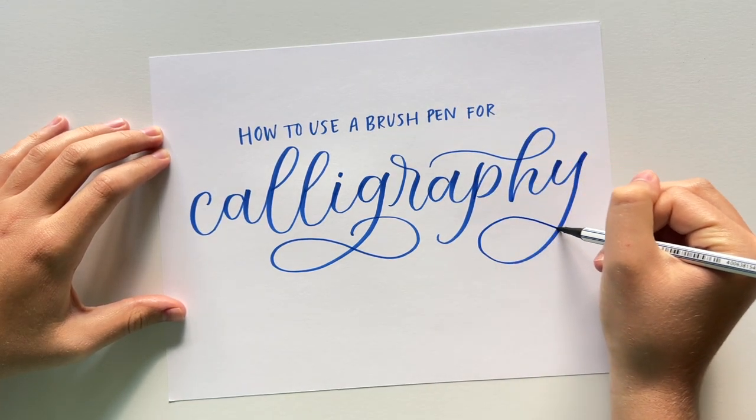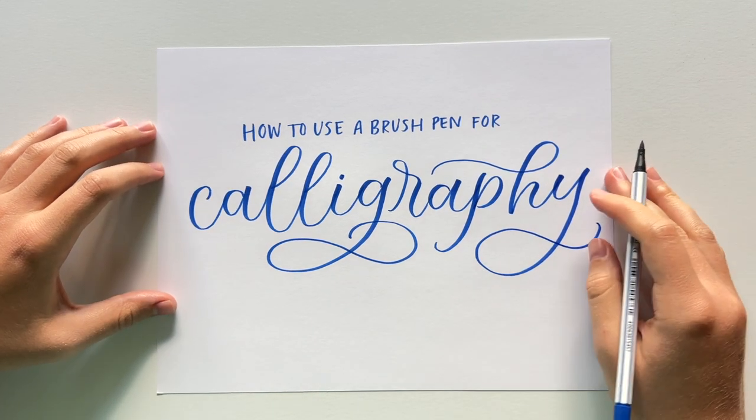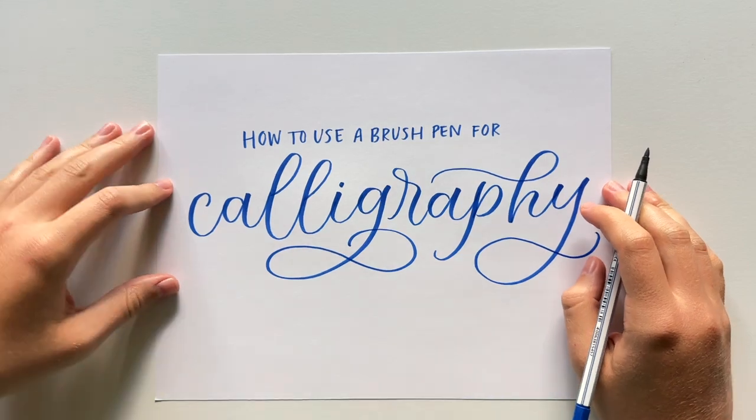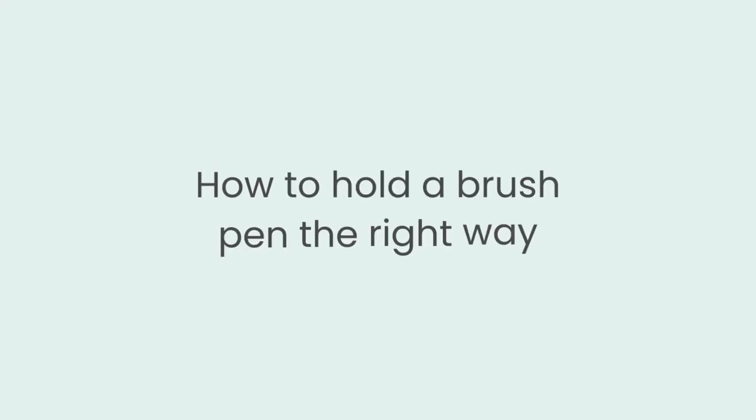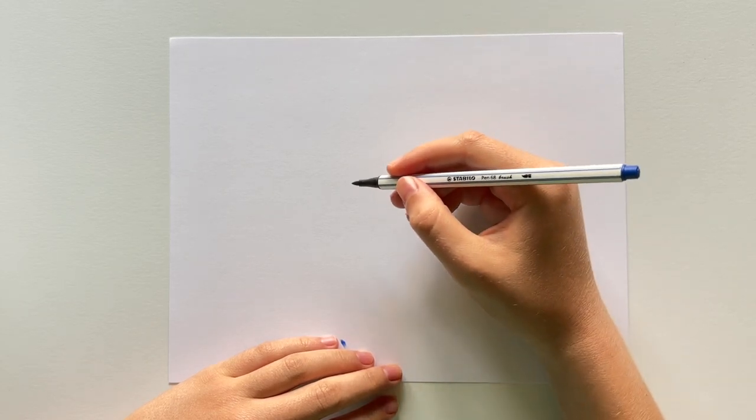Brush pens have flexible brush tips that give you both thick and thin lines, but if you hold them the wrong way, they'll actually work against you. So here's how to hold a brush pen so it works for you and gives you the results you're expecting.